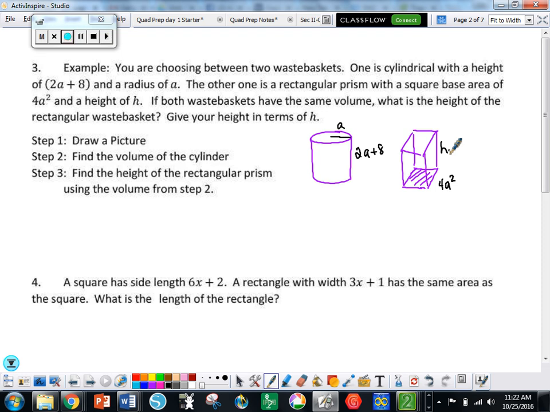So, first, wait, hold on, what's the question? If both waste baskets have the same volume, what is the height of the rectangular waste basket? So our whole goal now is to figure out how tall that is. How do we do it? Step 1, draw the picture. We need to find the volume of this guy. We need to find the volume of that guy. And what will we do between them? What math symbol is this? We're going to set them equal to each other, right? So the first thing that you need to know is how you find the volume of something that's cylindrical. Okay, so let's do the waste basket first. Let's skip maybe these 2 steps.